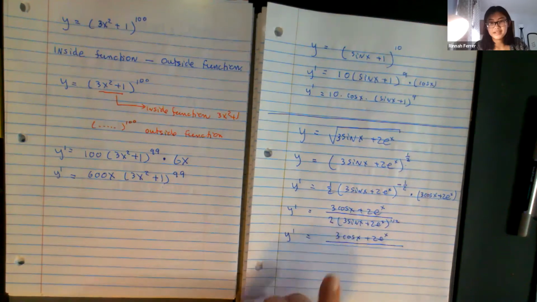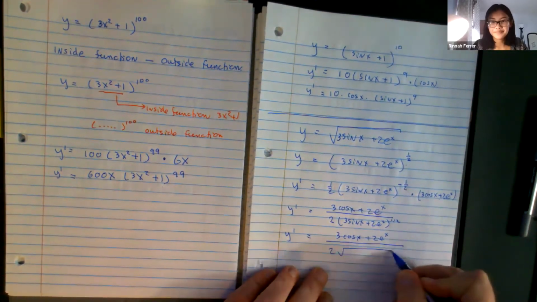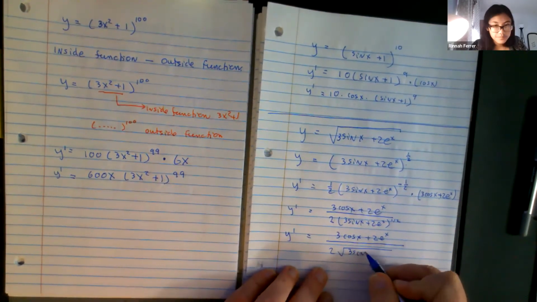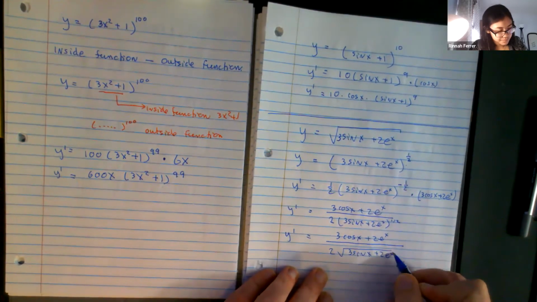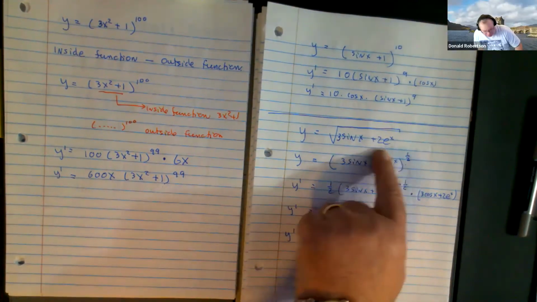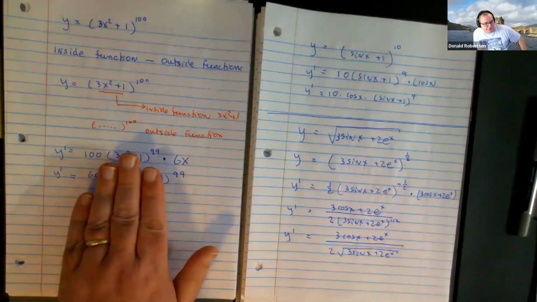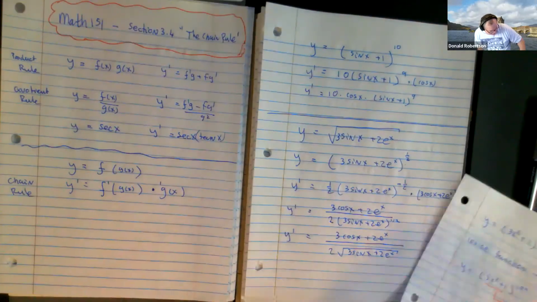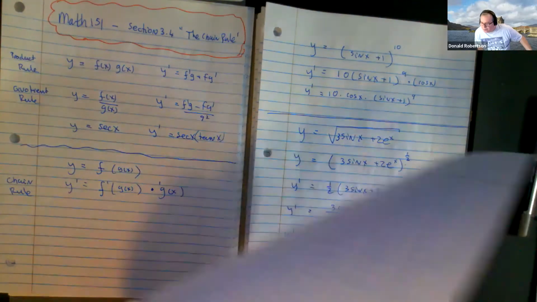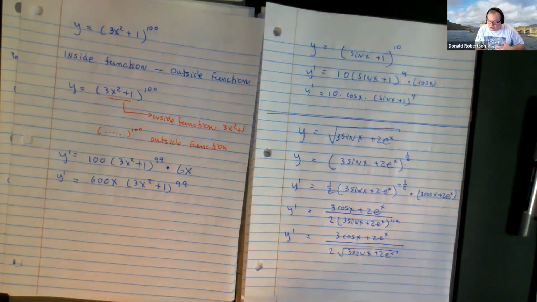Square root of 3 sine x plus 2e to the x. Agreed. Now just look at how ugly that function is, yet within 4 lines we got its derivative. And you notice I'm not using that formula, right? Isn't it a process? Something to the power of half, something to the power of 10.